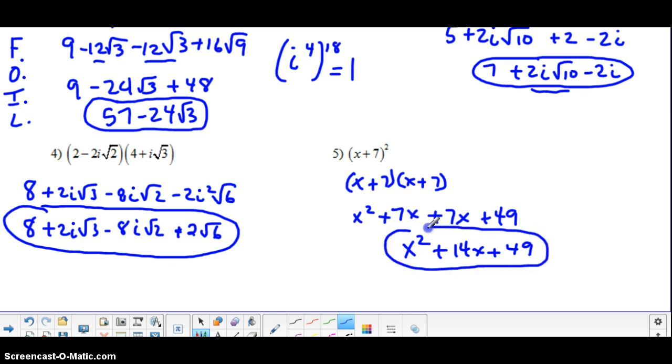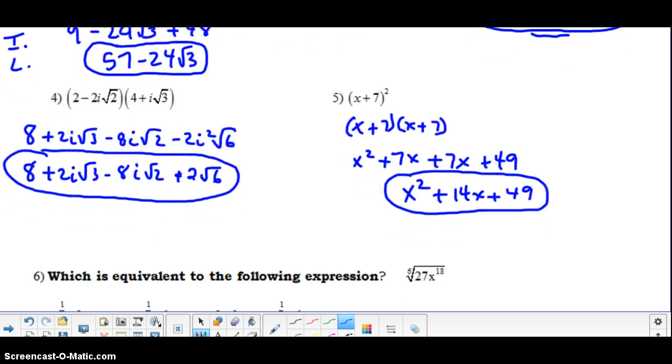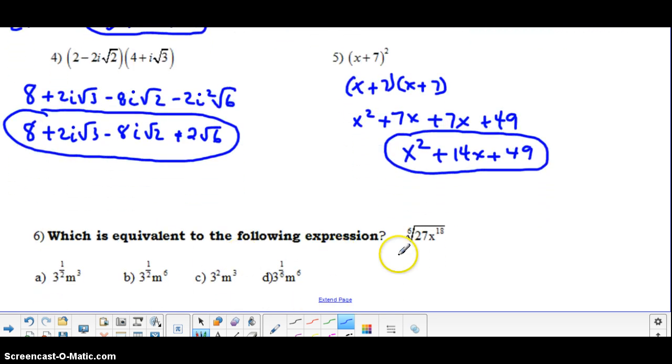Okay. There's a typo in number 6. So take a look at number 6 and change this x to an m. So there's a typo there. So change x to m. Okay. All right, let's take a look at number 6.